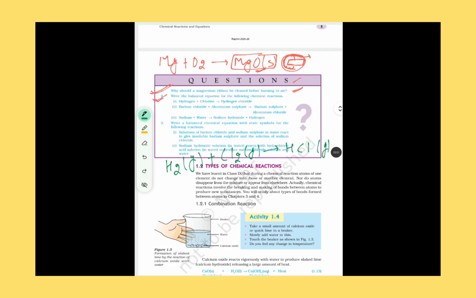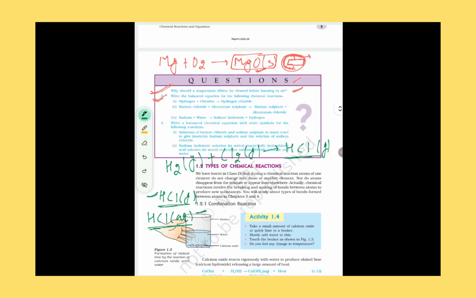You people should not get confused. HCl means what? Hydrochloric acid. Remember, if it is written HCl gas, that is called hydrogen chloride. However, if it is written as HCl(aq), this is what is called hydrochloric acid. That means when you dissolve this hydrogen chloride gas in water, it forms an aqueous solution of hydrogen chloride in water, and that aqueous solution is called what? Hydrochloric acid. So be careful, huh?